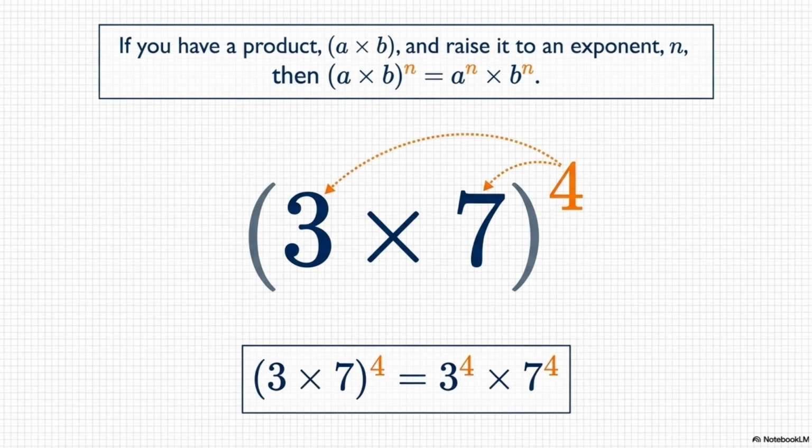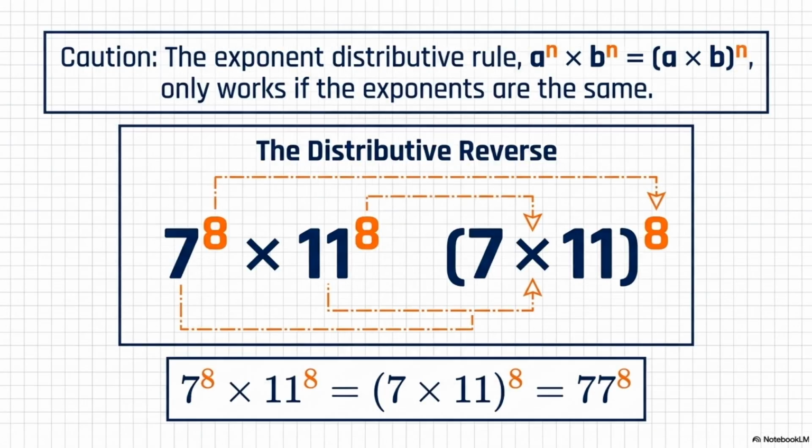Exactly. The outer exponent basically acted like a delivery driver, dropping off a 4 to every single number inside the parenthesis. A perfect description. The formula is a times b, in parentheses, to the nth power equals a to the n times b to the n. That makes total sense. The textbook also points out this works in reverse, which is highly useful.